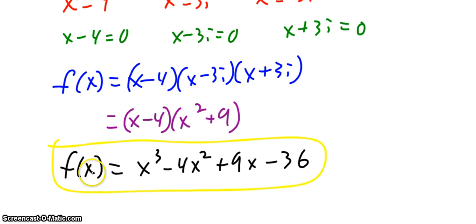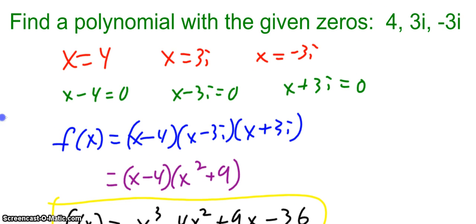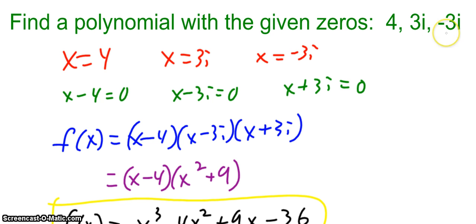Okay, so the simplest solution is f of x equals x cubed minus 4x squared plus 9x minus 36. How do we come up with that? Well, if 4, 3i, and negative 3i are zeros, then I know x equals 4, x equals 3i, and x equals negative 3i, which means x minus 4 equals 0, and x minus 3i equals 0, and x plus 3i equals 0. Therefore, all of these are my factors.